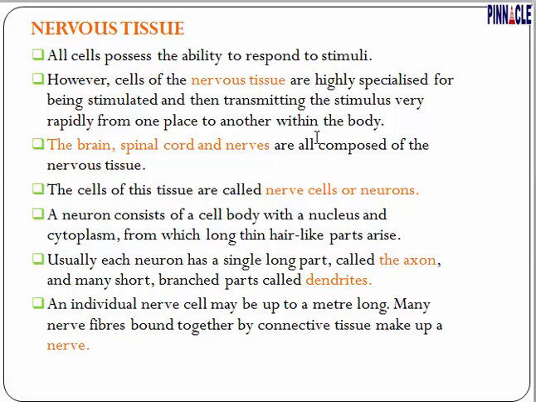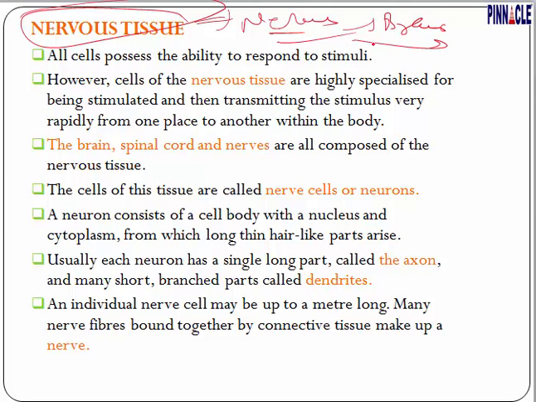After studying this muscular tissue, now let's do nervous tissue. Nervous tissue is obviously related to the nerves, and nerve is related to the brain, or you can say related to stimulus. All cells possess the ability to respond to stimuli.